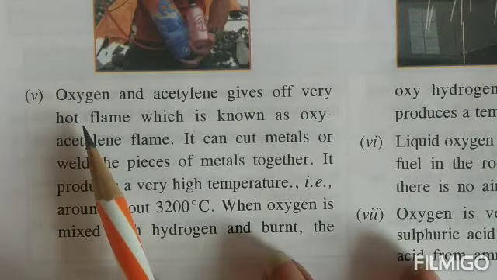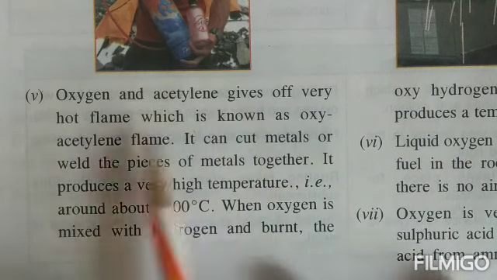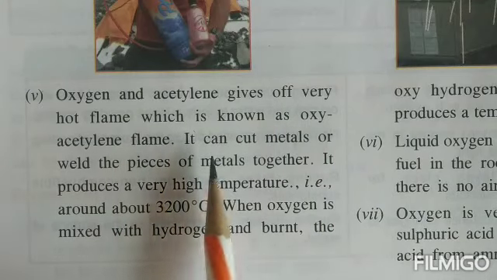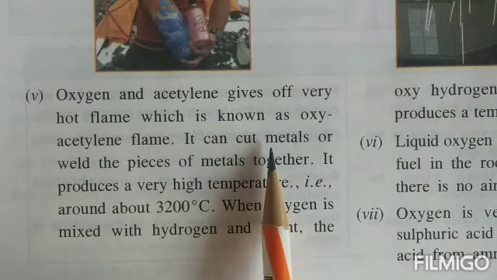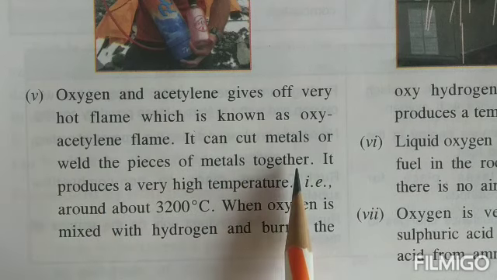Next use, children: oxygen and acetylene, when they combine together, give a very hot flame, which is known as the oxyacetylene flame. The temperature goes so high that it can cut metal and weld pieces of metal together. That means it can help in the cutting of metals.